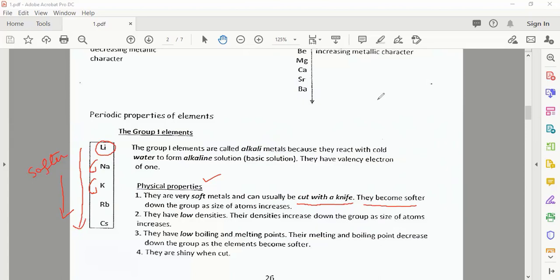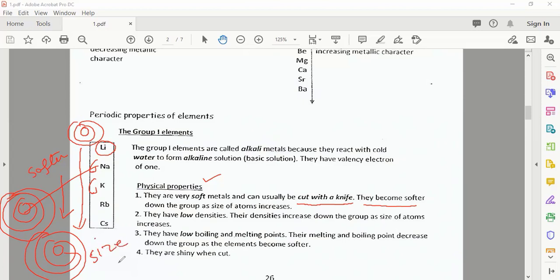And they're saying their size increases. For example, lithium has only 2 shells, sodium has 3 shells, then potassium has 4 shells. As you go down in the group, the size of the atom increases. So this is the other property here: they become softer down the group as the atom size increases.